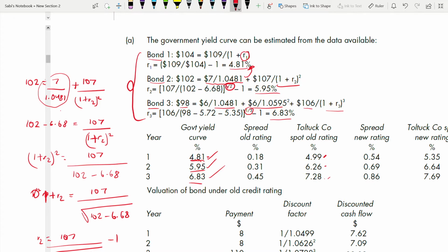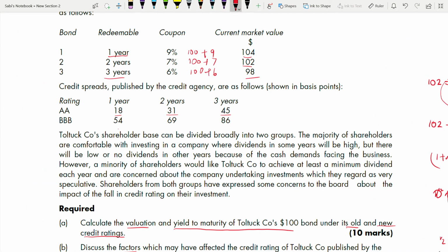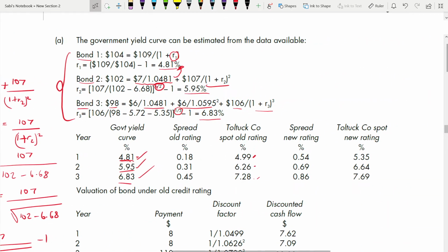Now come to your new rating. What is your new rating? It is under triple B: 54, 69, 86. If you see, you are having higher spreads for triple B compared to double A. So you are adding that 0.54. With what are you adding 0.54?